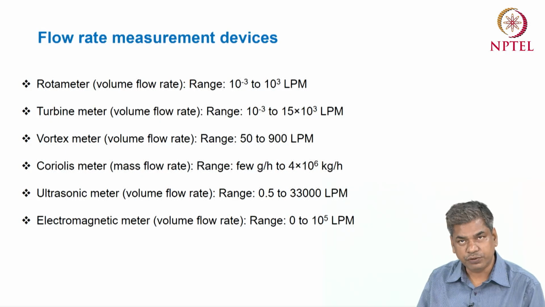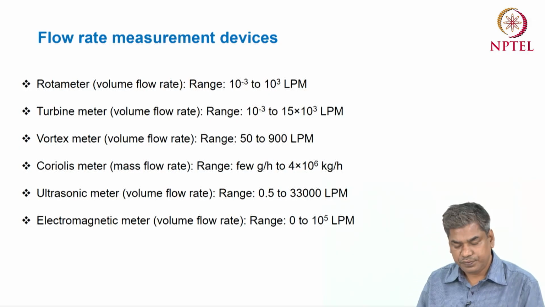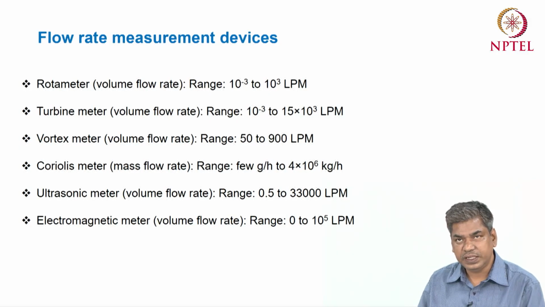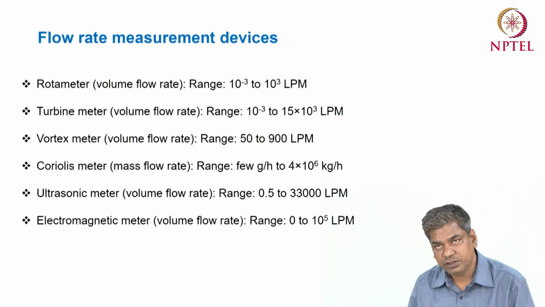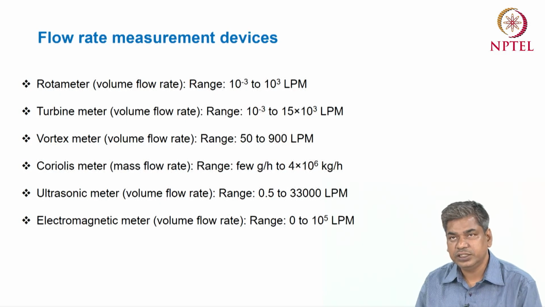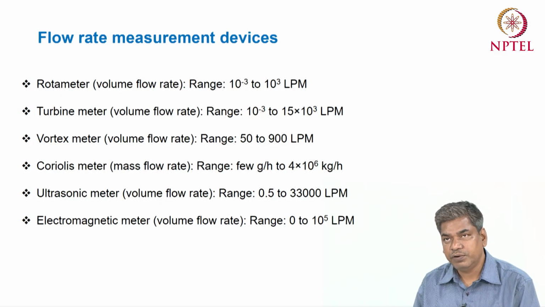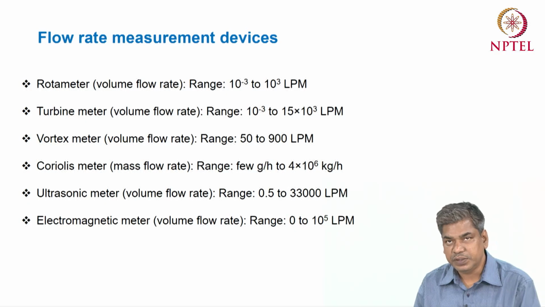So one is the rotameter. The rotameter is the simplest type of flow measurement device, but using the rotameter we can measure only the volume flow rate. For this case, it can be used in a wide range, like 10 to the minus 3 to 10 to the 3 liter per minute. LPM is liter per minute.